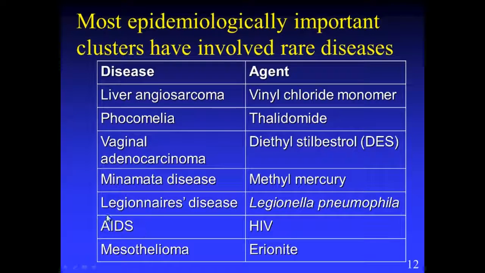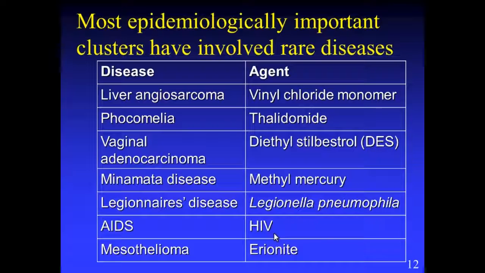AIDS, caused by HIV, and this came to attention from some 3 rare cases of pneumonia. They were rare because they were caused by the disease organism Pneumocystis carinii, which is commonly found in people's lungs, but very rarely caused pneumonia. And that, of course, subsequently was tracked down to being caused by HIV infection and being a consequence of AIDS.